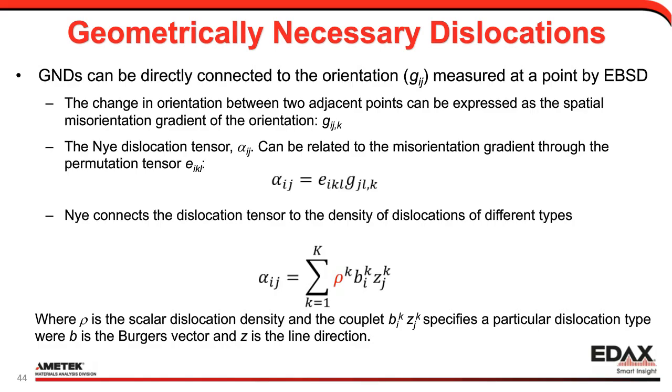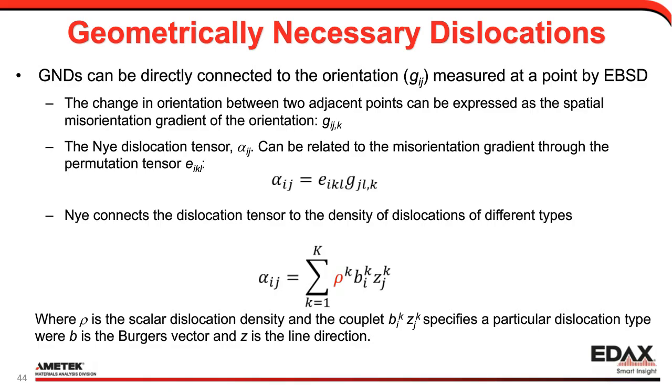So if we express the change in orientation with our vector G, I give you a few equations here. My advisor taught me I should always show an equation or two in the presentation, or it's not a real presentation. Sorry. But we can connect the Nye dislocation tensor to the orientation gradient through that permutation tensor there. The Nye dislocation tensor is alpha. And that can then in turn be connected to the density of dislocation by the summation equation there, where rho is the scalar dislocation density, and the couplet B and Z tell us about the dislocation type, where B is the Burgers vector and Z is the line direction.